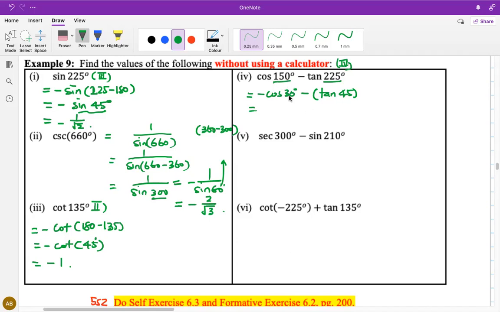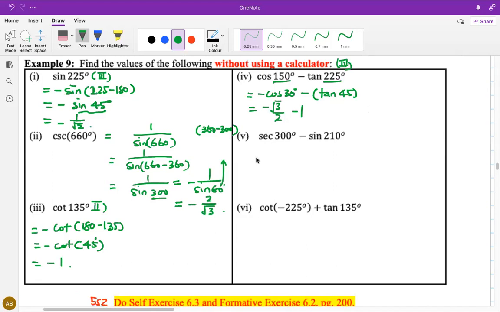If you do more of this exercise, then you know 225 is 45, and 315 is 45 also, right? So this is from experience. So negative cos 30 is negative square root 3 over 2, and then minus 1. So this is your answer, okay?